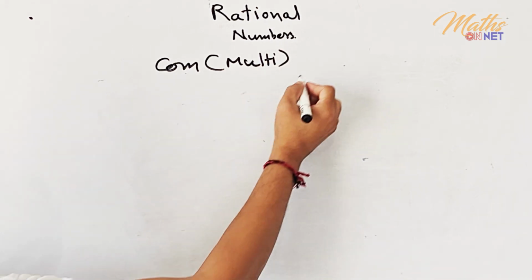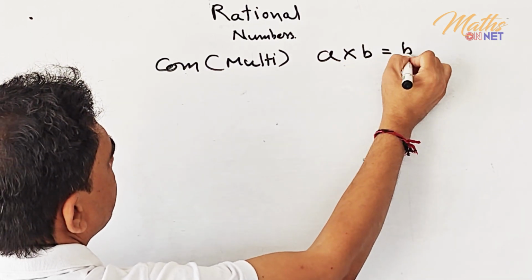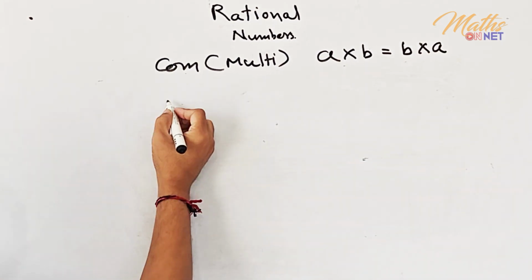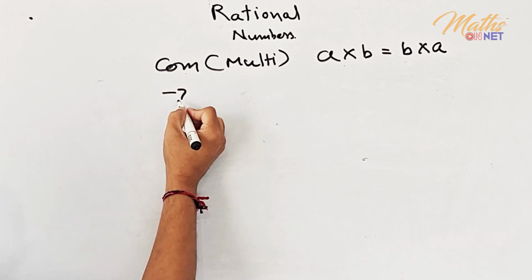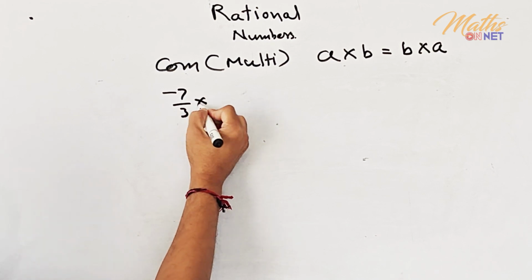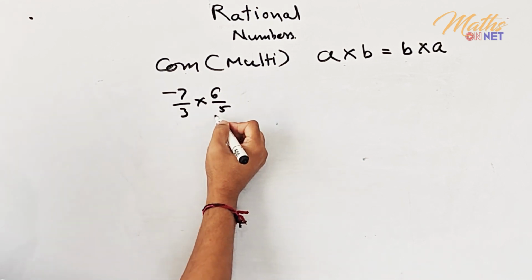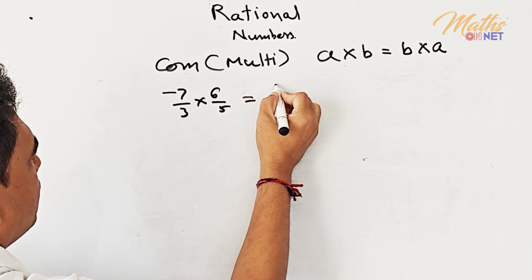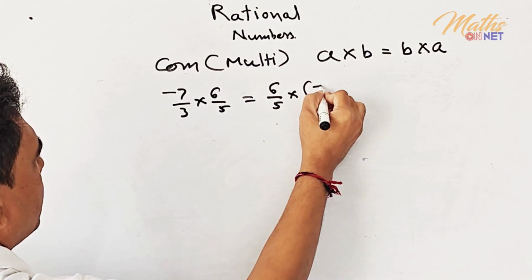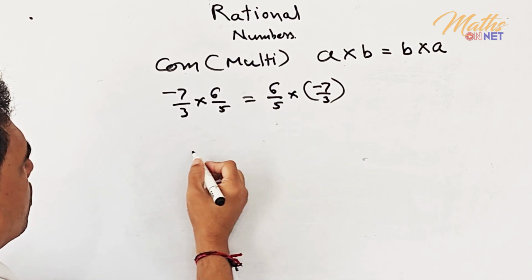Now this would be A into B, that is A multiplied by B, equal to B into A. So we are trying to see if this stands correct or not. So let's take an example. Minus 7 upon 3 multiplied by 6 upon 5 is equal to, we will see if 6 upon 5, the other way around, multiplied by minus 7 upon 3. So we are trying to figure out if these two sides are equal or not.